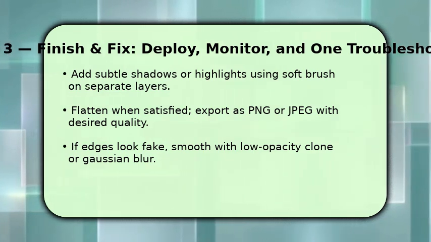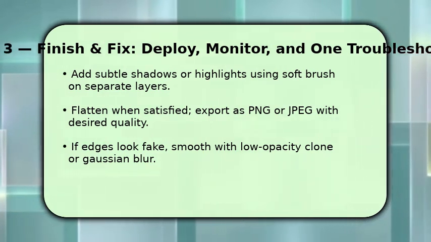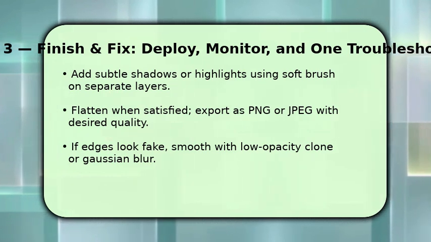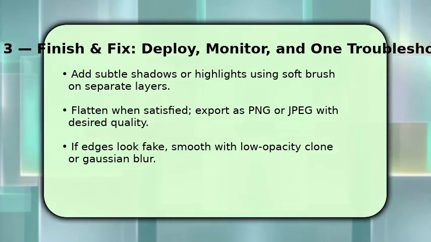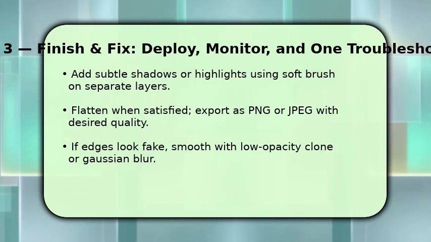If something goes wrong, make sure to undo to the duplicated working layer and use a low opacity clone or a small Gaussian blur to soften hard edges. This fixes most visible seams and mismatches.